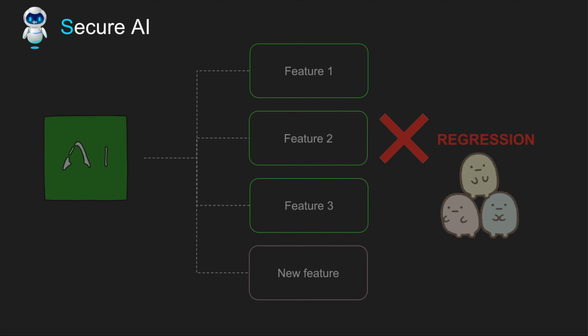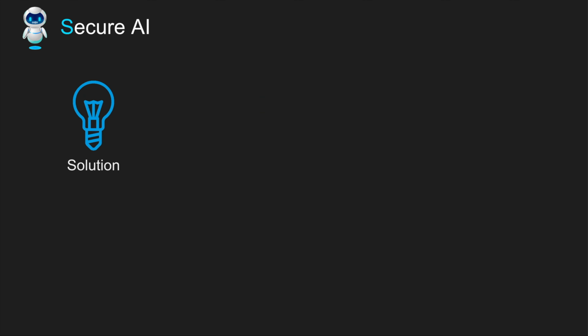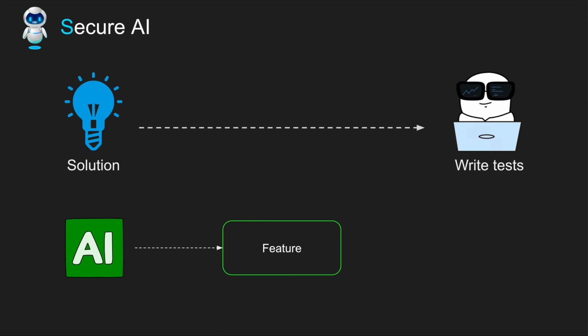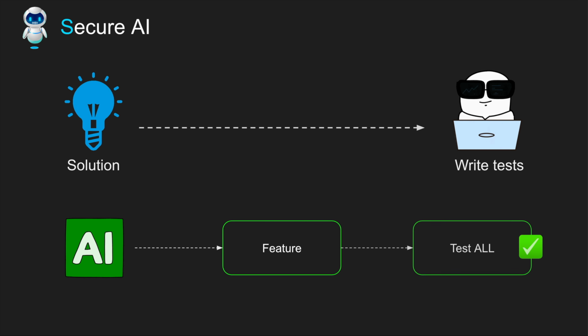The best way to prevent this? Automating testing. Every time AI generates code, we run our test suite to ensure nothing is broken.